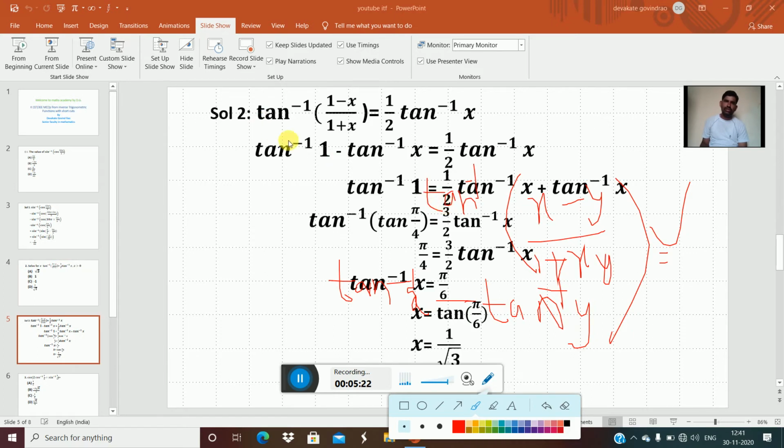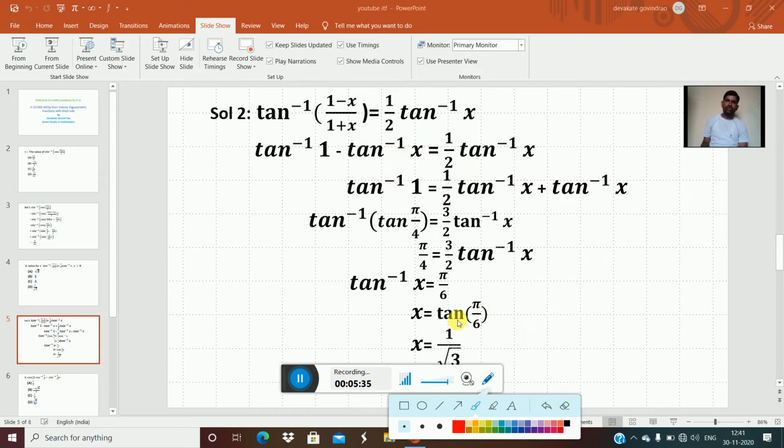So that's why I'm taking the solution here. The formula is tan inverse of x minus tan inverse of y, where x is 1 and y is x. So tan inverse of 1 minus tan inverse of x is equal to 1 by 2 into tan inverse of x. I'm sending this one to the right hand side. Already having tan inverse of 1, we send minus tan inverse x to the right hand side, that becomes plus. Already having 1 by 2 into tan inverse x, so 1 by 2 into tan inverse x plus 1 into tan inverse x will be 3 by 2 into tan inverse x.